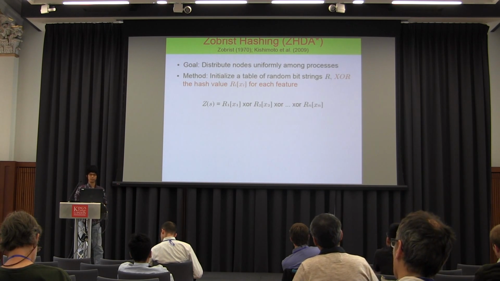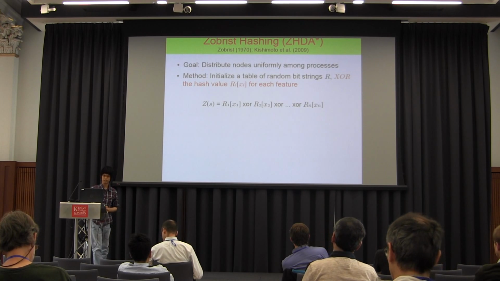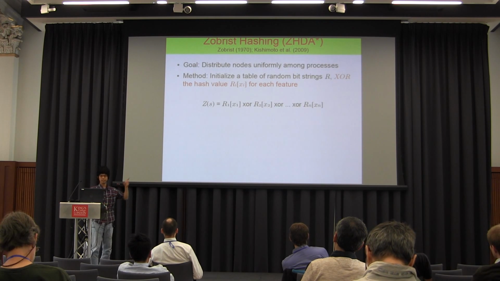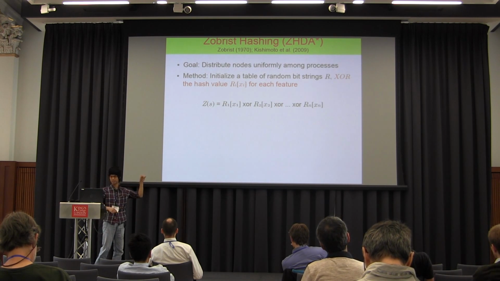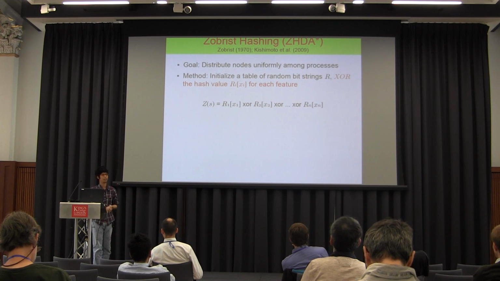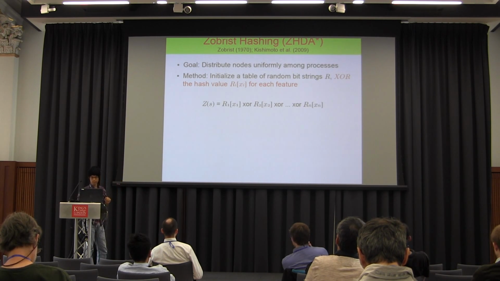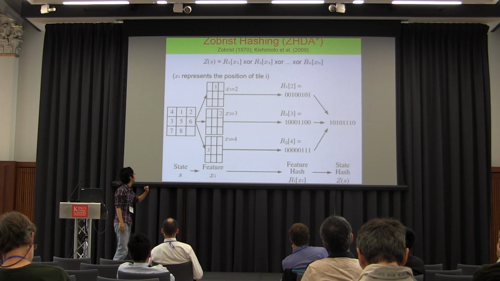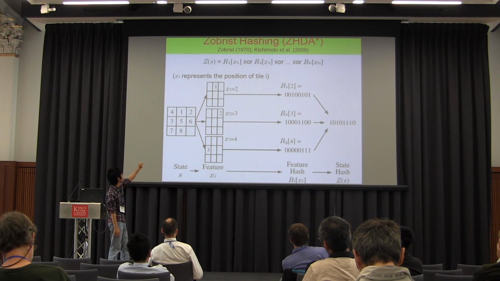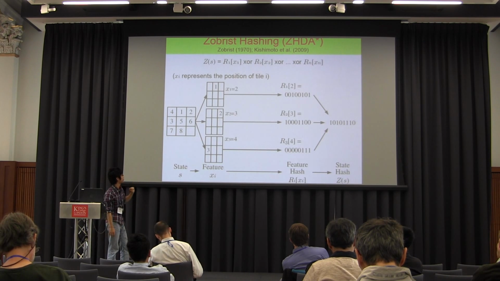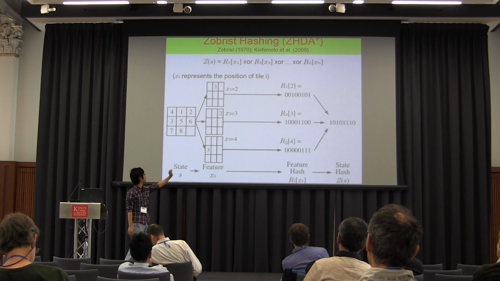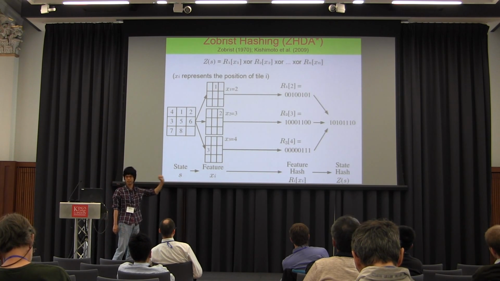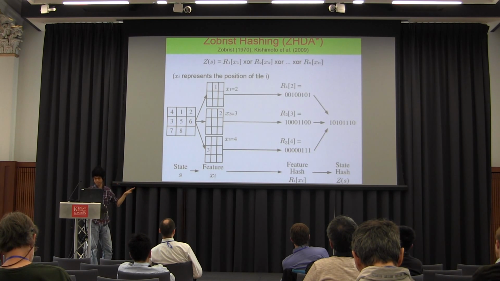First I want to talk about Zobrist hashing. The goal of Zobrist hashing is to distribute nodes uniformly among processes. It initializes a table R of random bits, and then XORs the hash values R_i(x_i) for each feature. The formula looks like this, and I have an example in the puzzle. A state is represented as a set of features. For example, x1 = 2 means tile 1 is in position 2, and for each feature we have a feature hash value in the random table R. By XORing these feature hash values, we get a state hash value. That's how we calculate Zobrist hashing.